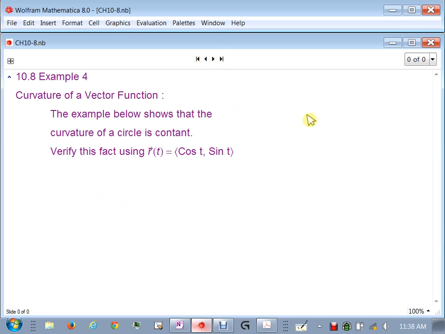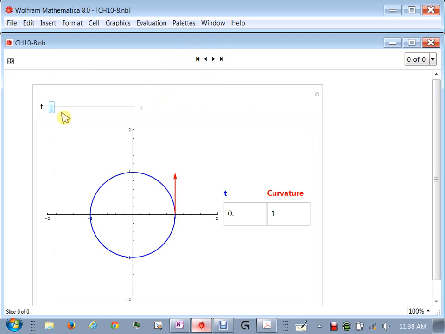So here's an example. The example below shows that the curvature of a circle is constant. Would that make sense to you? You're going around a circle. The curvature should be a constant. All right, so let's go ahead and see if we can compute or look at the picture first.